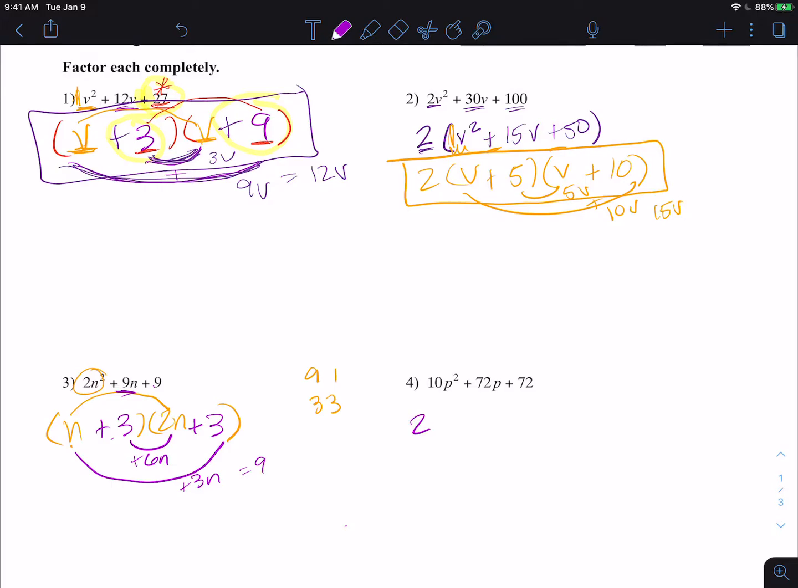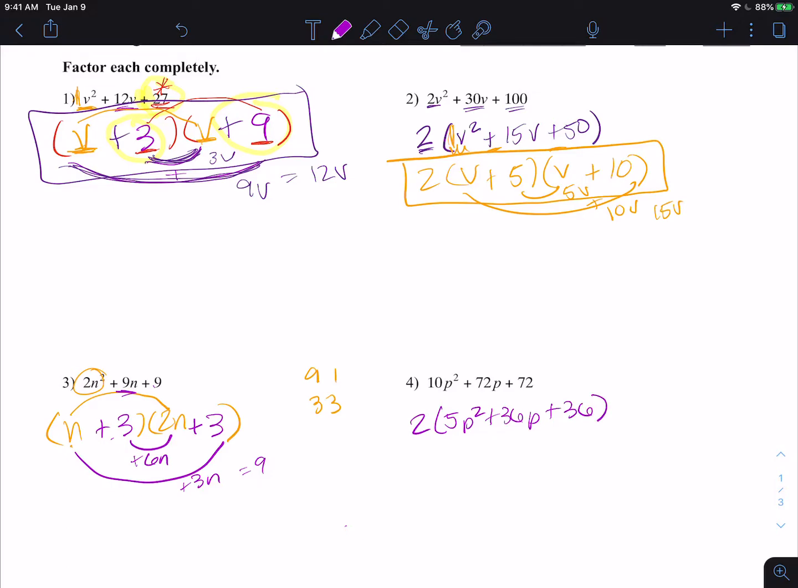So if we take out the 2 that's in common, notice I start with the small number. So 2, 5, 10, and 1 are the factors of 10. I know that 2 goes into 72 and 2. I know that 5 doesn't go into 72, and I know that 10 doesn't go into 72. So then I know my common factor is 2. Then we have 10p squared divided by 2 is 5p squared. 72p divided by 2 is 36p. And 72 divided by 2 is 36.